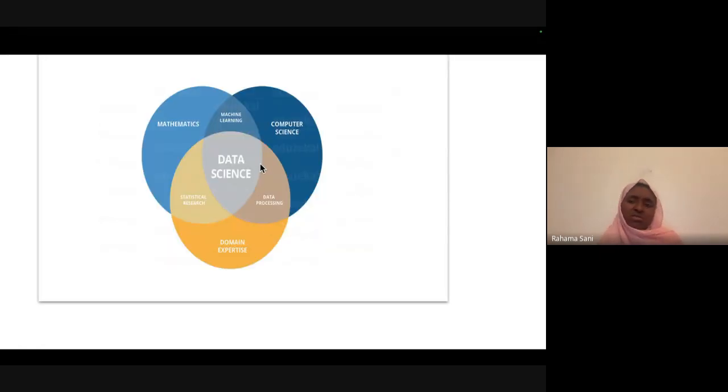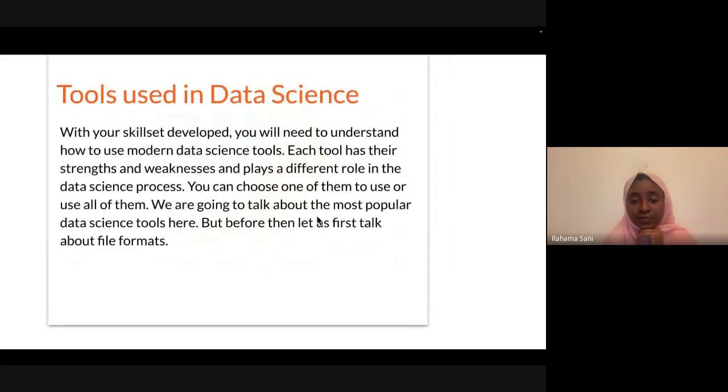Yeah, so this is just an image representing things you need in data science. You need to understand some mathematics, computer science, machine learning, domain expertise, research, and data processing. And then next is tools used in data science.